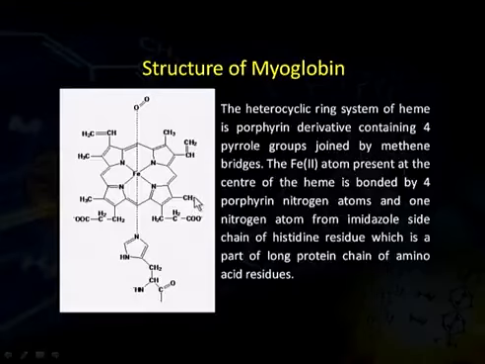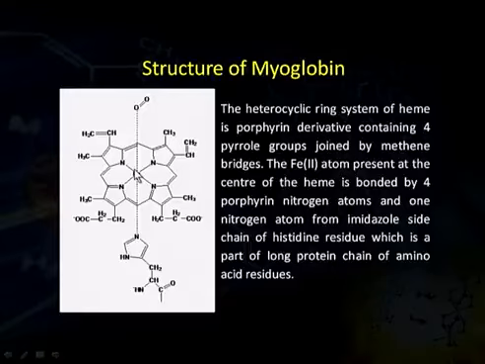The heterocyclic ring system of heme is a porphyrin derivative. It contains 4 pyrrole groups joined by methane bridges, that is, this is the porphyrin ring which has 4 nitrogens. These are the 4 nitrogens of the porphyrin ring. In the center of this, that is in the hole, iron is present in the form Fe2+.